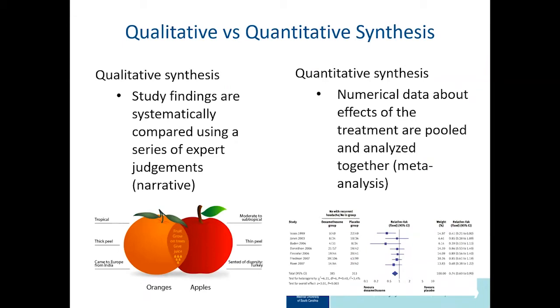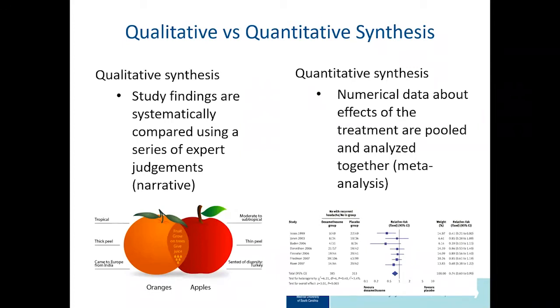So there are two types of synthesis included in systematic reviews. You have qualitative synthesis and you have quantitative synthesis. Qualitative synthesis includes comparing studies in a narrative format using a series of expert judgments. Similar to this Venn diagram that compares apples and oranges, qualitative synthesis focuses on both the similarities and the differences in the available studies on a specific topic.